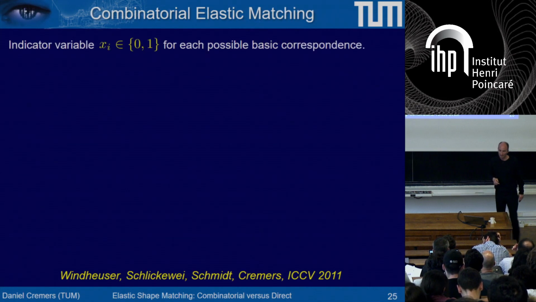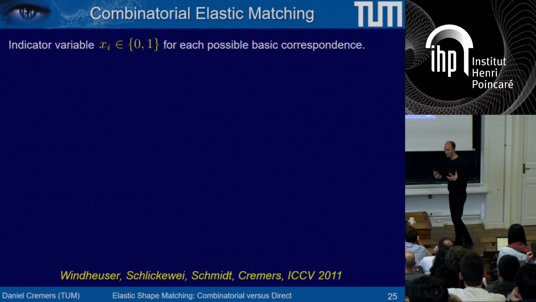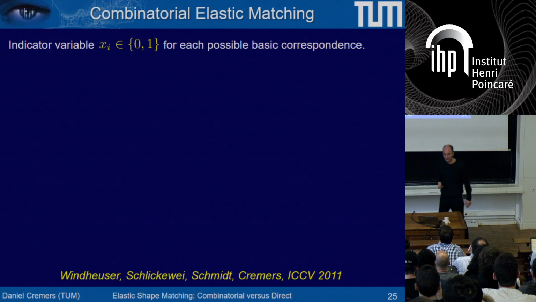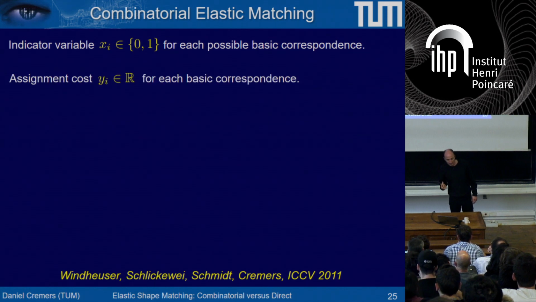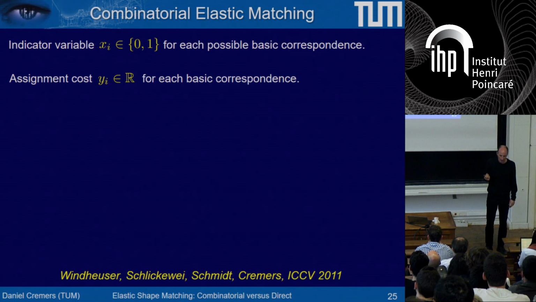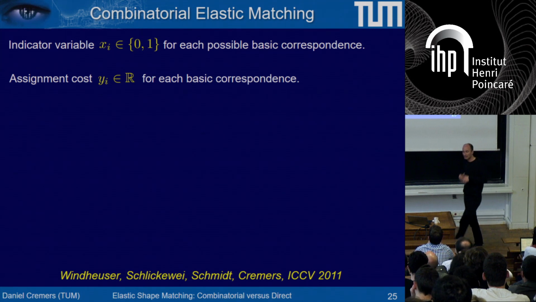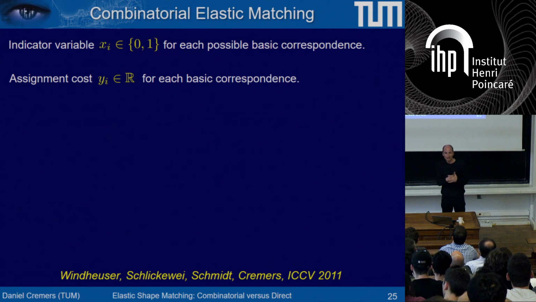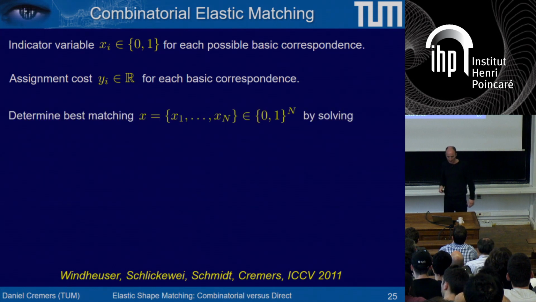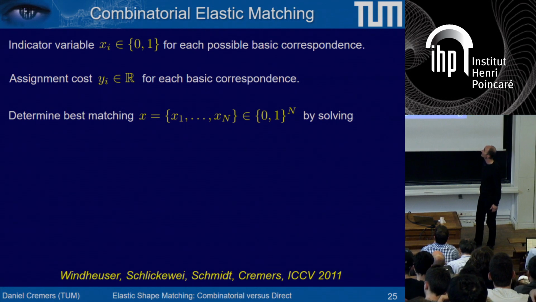And overall, that means we introduce tons of binary variables to account for these basic correspondences, as we call them. We have a respective assignment cost, and that assignment cost can capture the local kind of thin shell cost. How much stretching do I have to do to transform that triangle into this triangle? How much bending do I have to do to match these local structures here? And that cost is aggregated in yi for each pair of triangles.